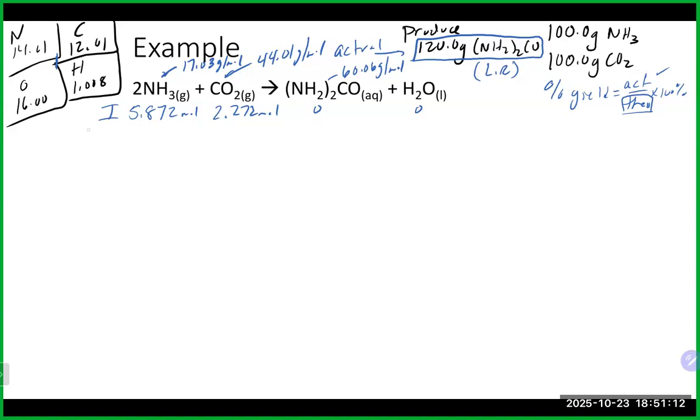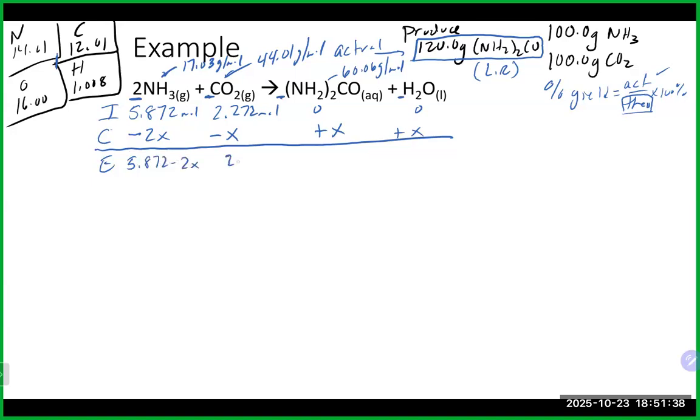Again, the change part here is going to be minuses on the reactant side. And again, we do want to take our coefficients. So that's a minus 2x. That's just a 1x basically, so minus x. That's also just an x, going to be positive or pluses on the right-hand side, and plus over here for our water. That means we're going to come down here and we'll get 5.872 minus 2x, 2.272 minus x, x, and x. Any question on the table there?